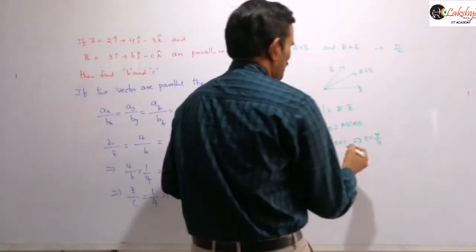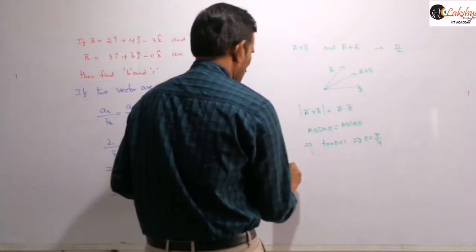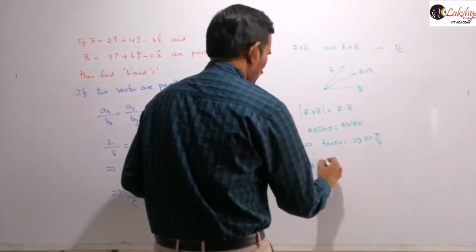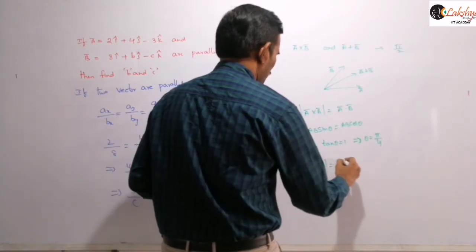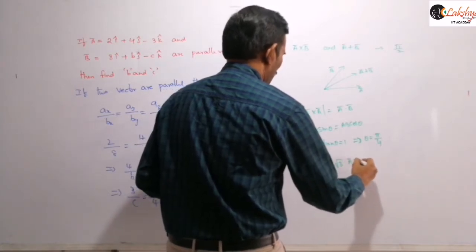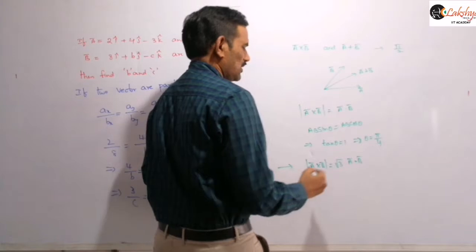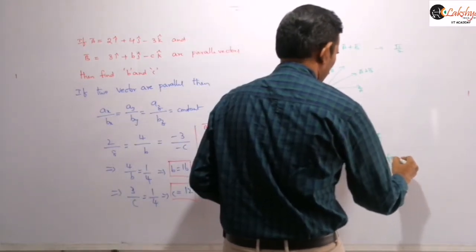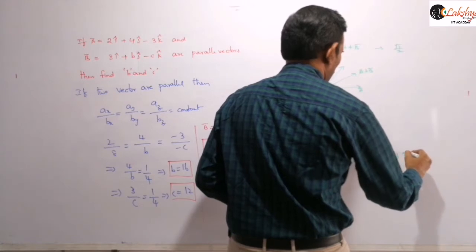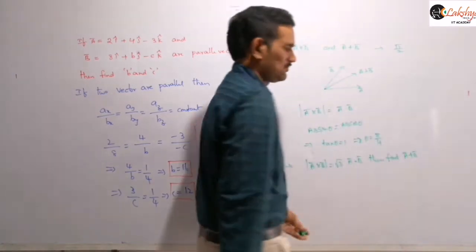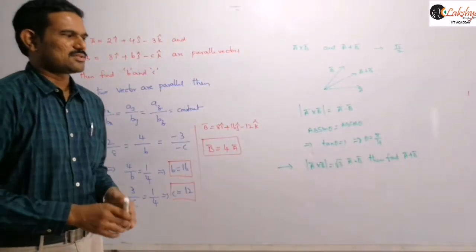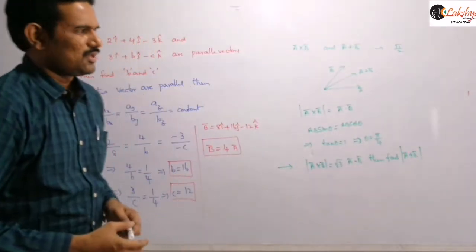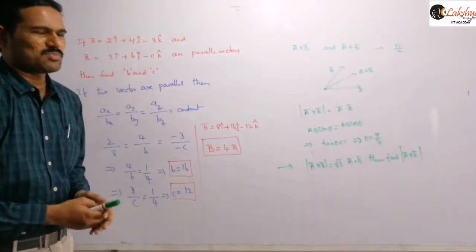Or the same relation sometimes they may give like this. They may express another question as: if mod of A bar cross B bar is equal to root 3 into A bar dot B bar, then find mod of A bar plus B bar. The magnitude we need to find here.